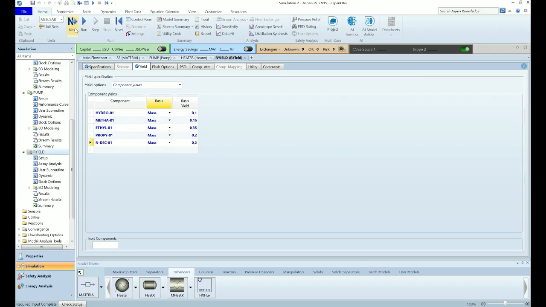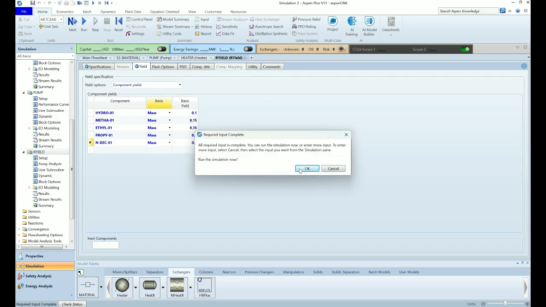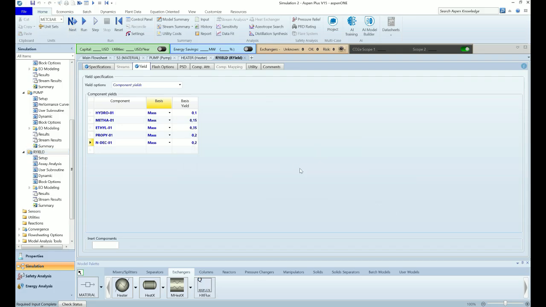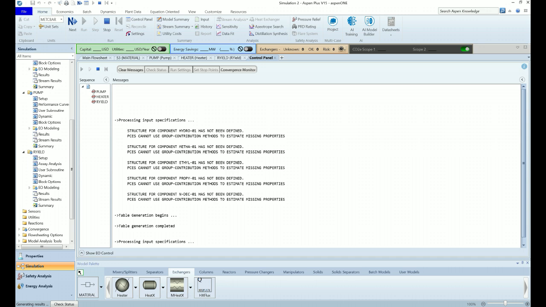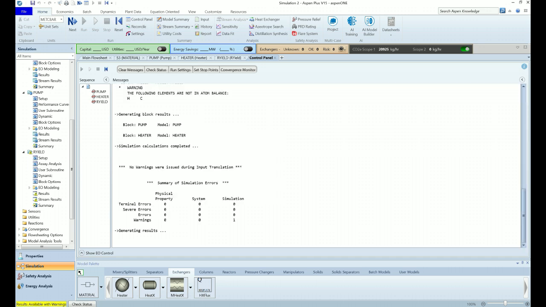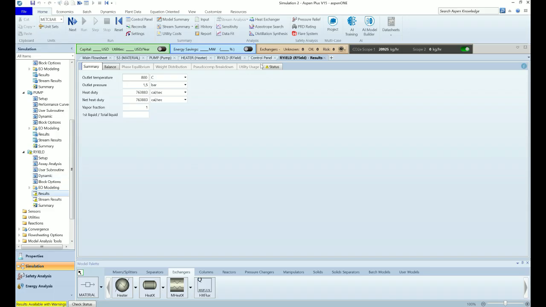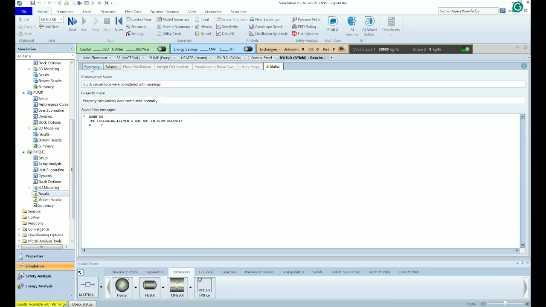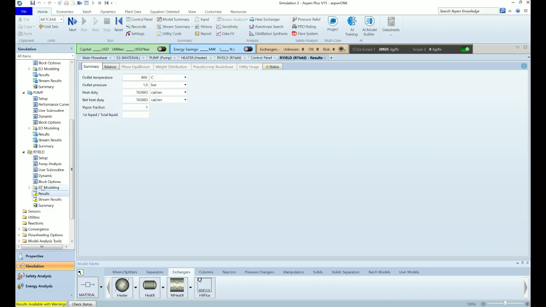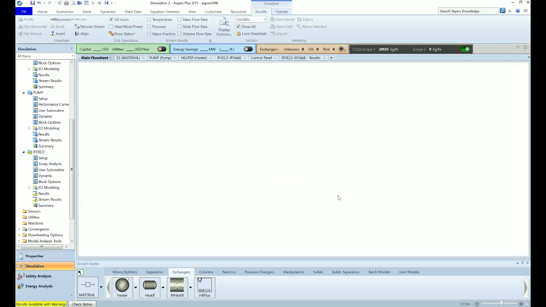So I think everything is okay. Let's try to run our simulation and check what's going to happen with our results. Okay, we have one warning here that we can check for our reactor. Maybe check it, it's not possible to finish the mass balance for hydrogen and carbon, but let's check the results for the amounts produced.